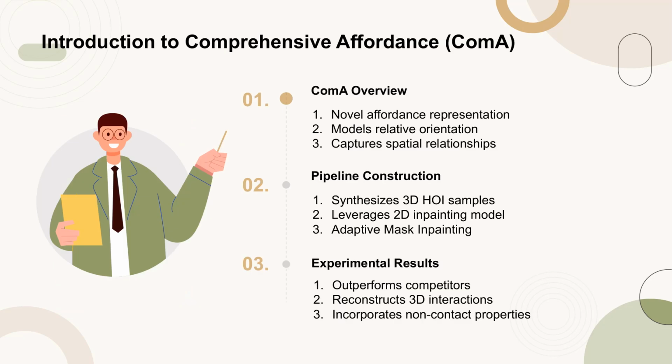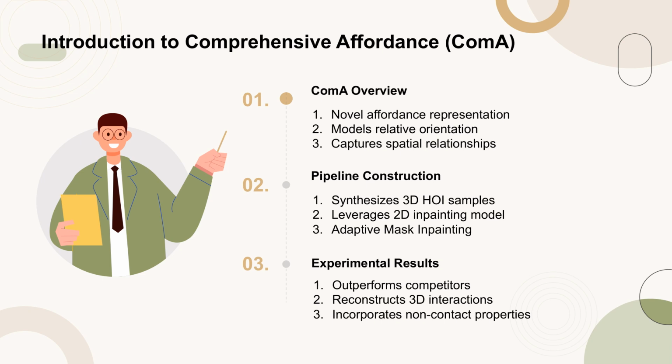ComA is a novel affordance representation that goes beyond traditional human-object contact models. It models the distribution of relative orientation and proximity of vertices in interacting human meshes, capturing not only contact patterns but also spatial relationships. The construction of ComA involves a novel pipeline that synthesizes diverse and realistic 3D human-object interaction (HOI) samples using a pre-trained 2D inpainting diffusion model. This pipeline includes an adaptive mask and painting framework to ensure the generation of accurate affordances.